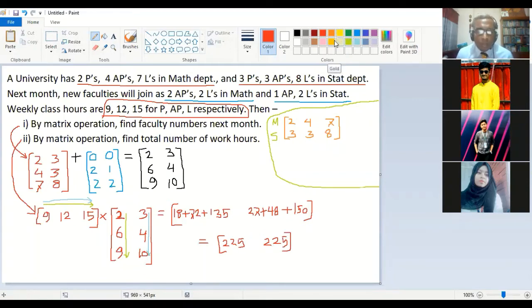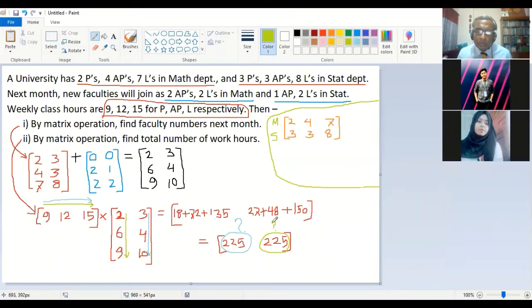Tell me, anyone can tell me what is the first 225? What is the meaning of this first 225? What is this actually? Anyone can answer, what is the meaning of first 225? Sir, it's the working hours for the math department. Yes, by all the faculty members. Okay, and what is the second 225? The working hours of the statistics department. Yes, by all the faculty members.